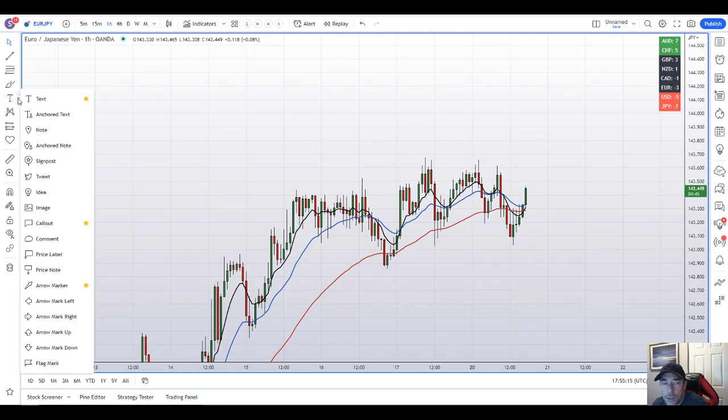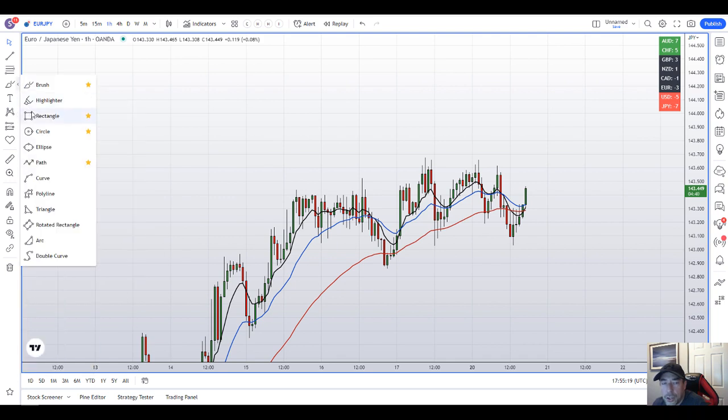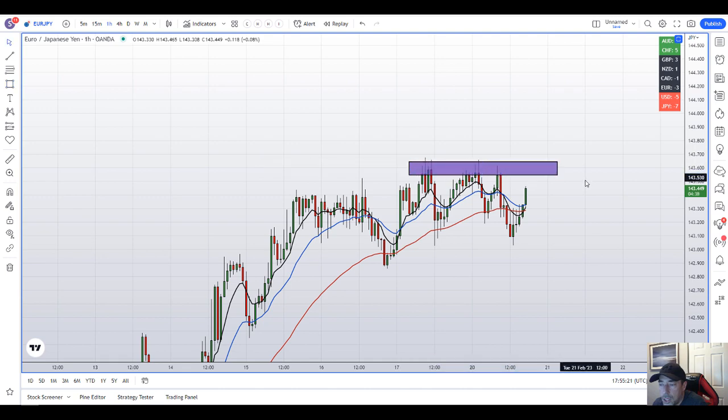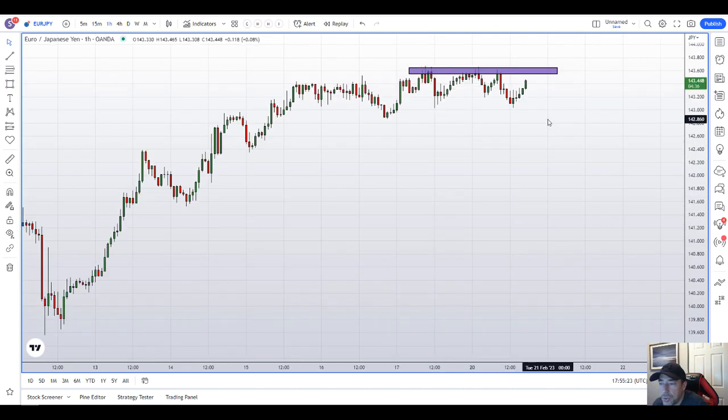What I'd be looking for, obviously I'd be using moving averages to be honest with you, but you can look for a solid break above there if you take off the moving averages.